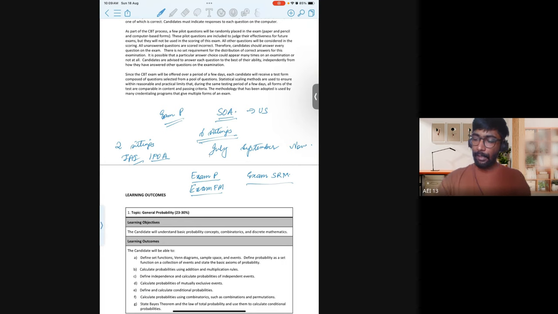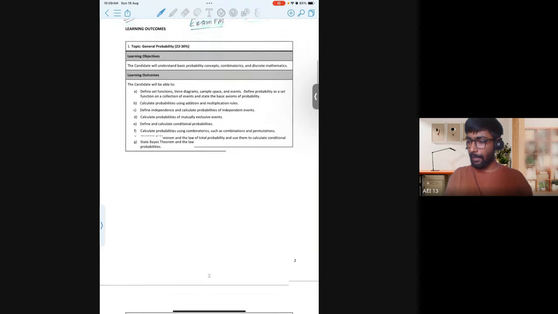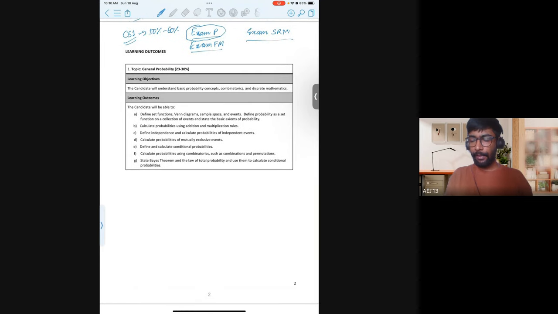Now their material is a bit better. For example, when we talk about exam P, there is a lot of overlap with the CS1 paper that you have in IEI or IFOA, as you must have already seen. So I would almost say it's 50 to 60% of the syllabus of CS1. So it's relatively easier than what you have in CS1. As Siddharth was mentioning, he has already prepared a bit for CS1. It should be a little easier for him.